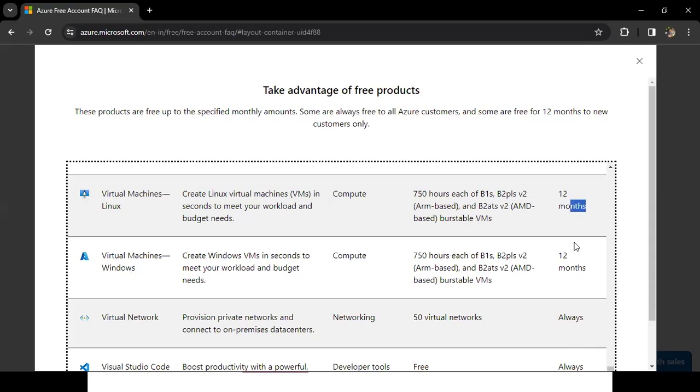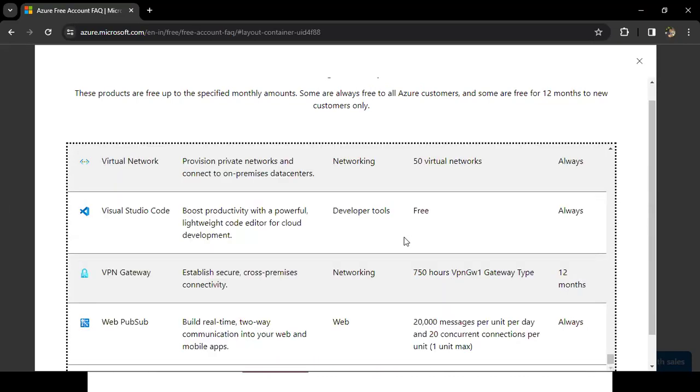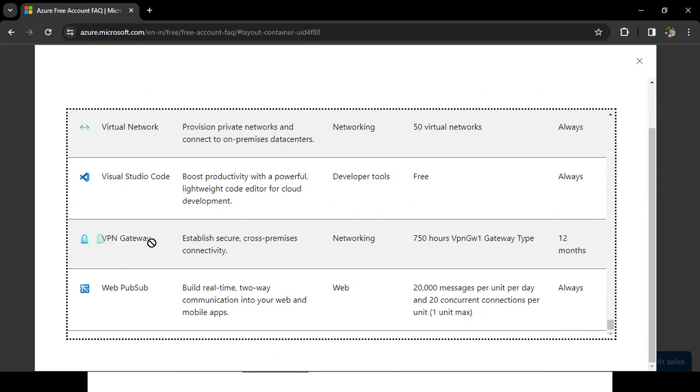So 12 months free we have. Like this, we have all these services. We have a VPN service, 750 hours per month. VPN GW1 type we can use, for 12 months.